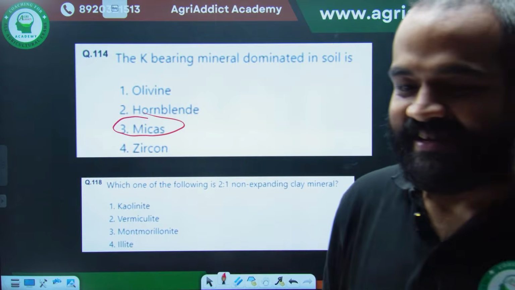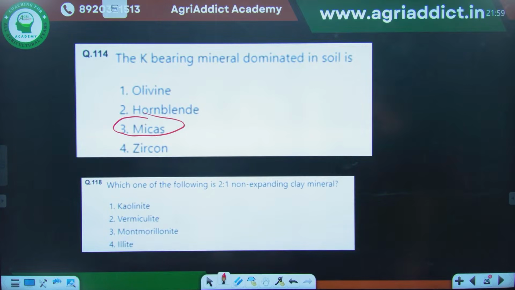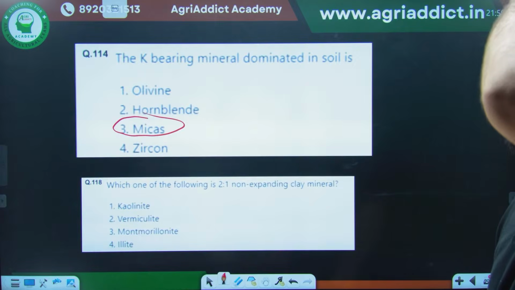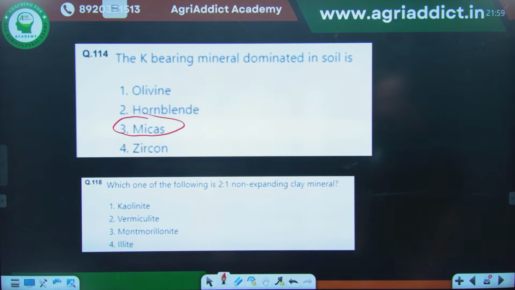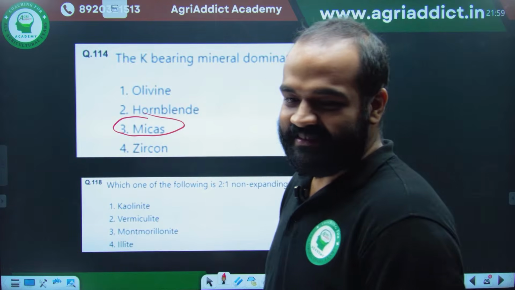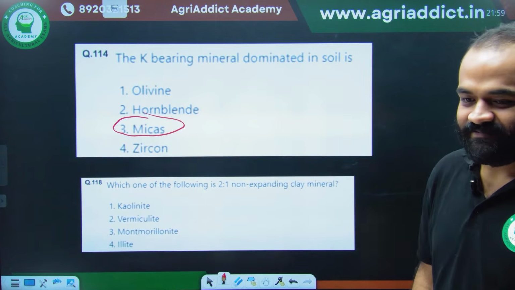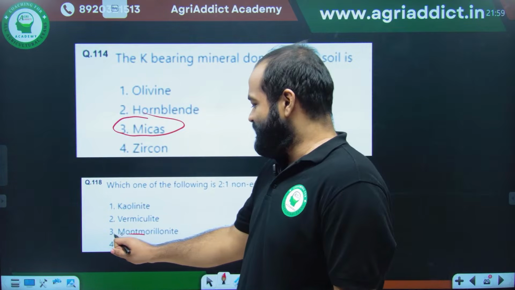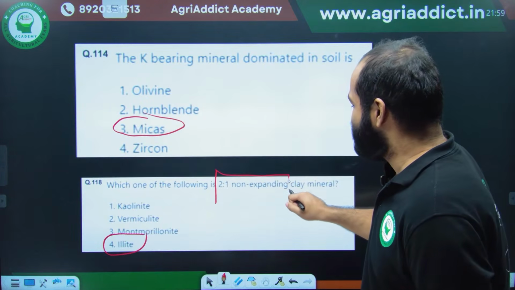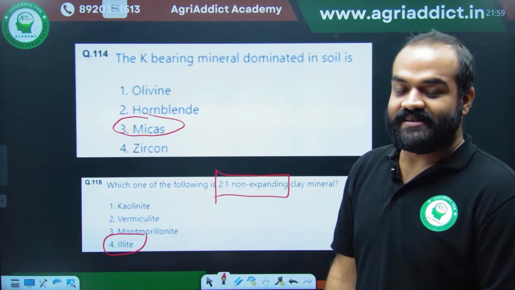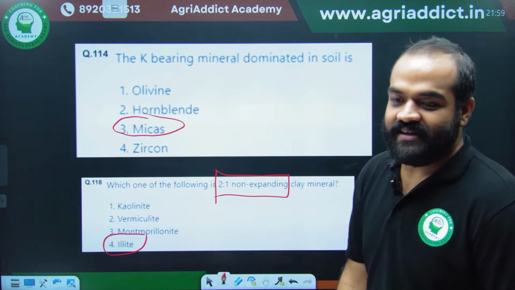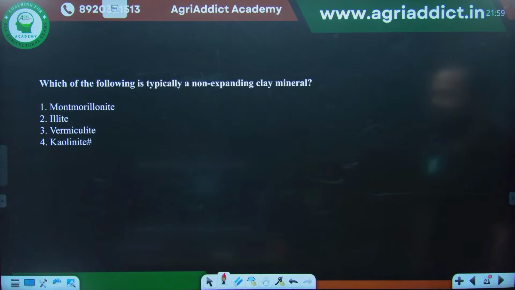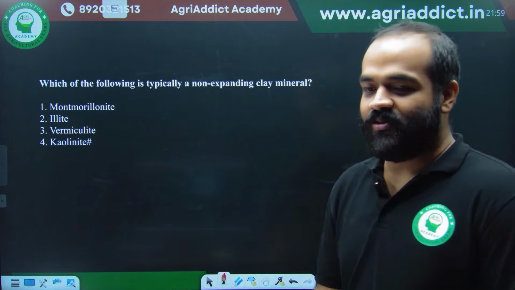It's so sad. Which one of the following is 2:1 non-expanding clay mineral? This is what happens. You will study so hard, you will do all the hard questions correct, and then you will get trapped in a question like this. That is the very sad part. Reading it quickly तो नहीं करना है ना भाई. You have to read the question thoroughly and then you have to answer. यहाँ पे कितना अच्छे से लिखा हुआ है. The question setter is so nice. He has written नॉन एक्सपेंडिंग देख के कैओलिनाइट नहीं मारना है. अभी तो तुम्हारे लिए और भी गलत चीजें पड़ा हुआ है.